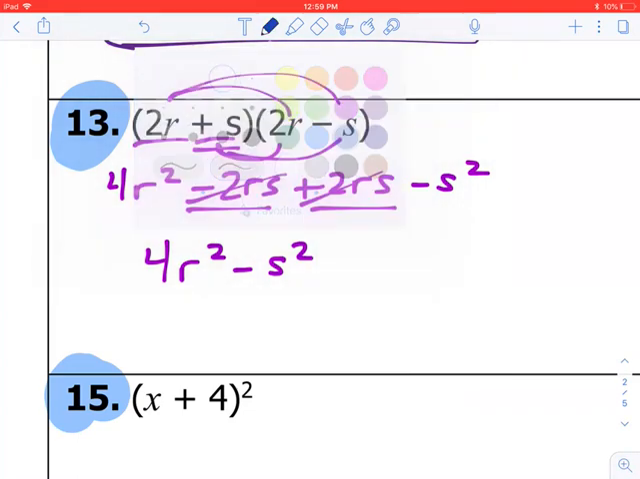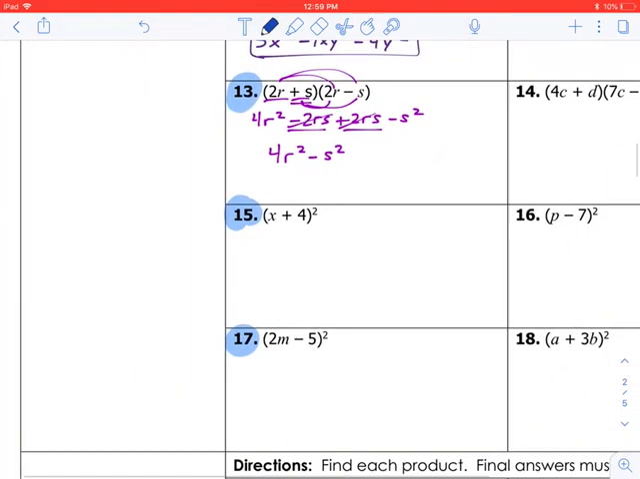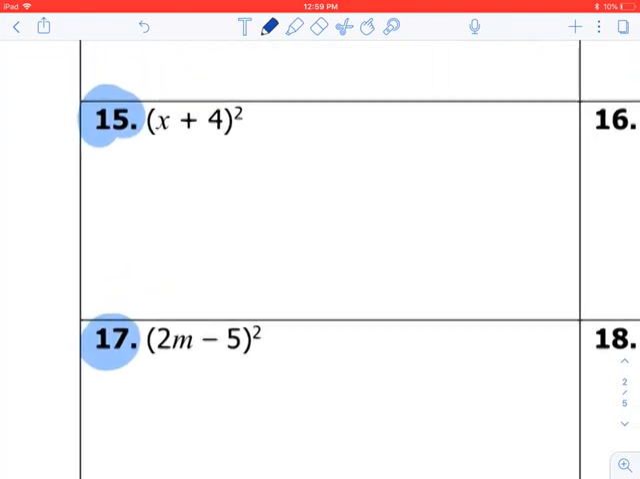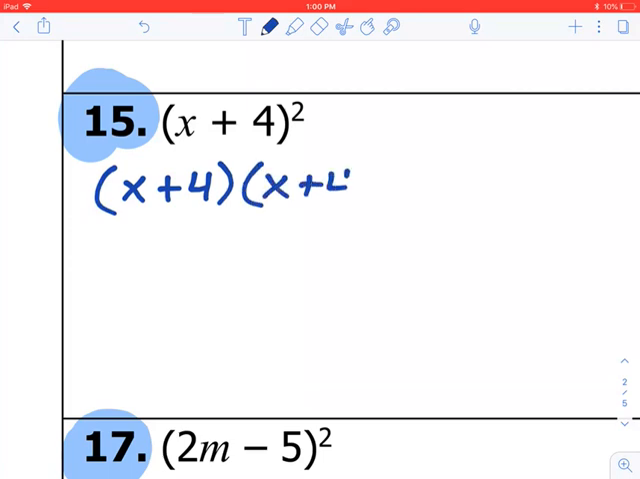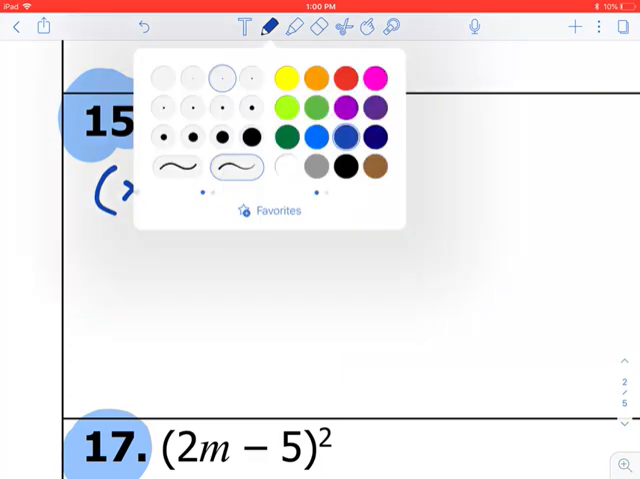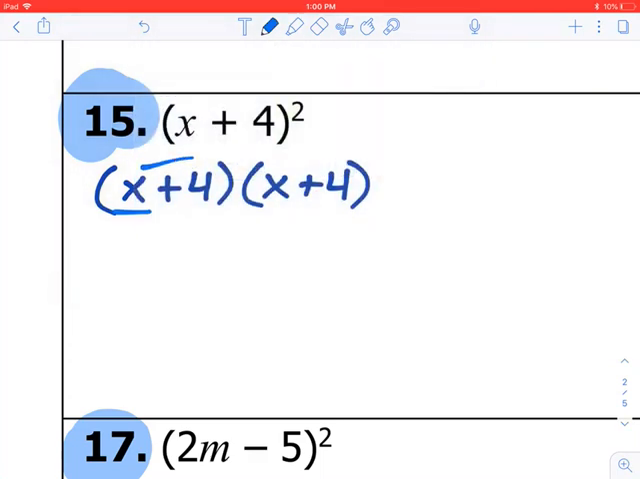Okay. And so the other special case we have is 15 and 17. When it says parentheses squared, okay, this is what not to do. Well, actually, let's do what to do first. When you square something, that is something times itself. So I'm actually going parentheses times parentheses. Okay? So when I do so, I've got the same situation. X times x is x squared.